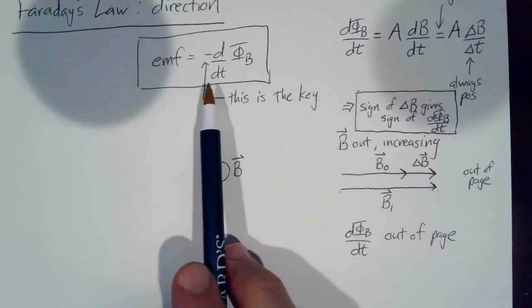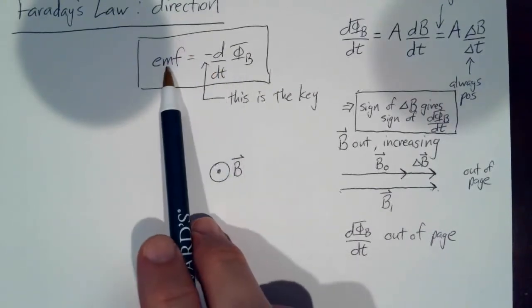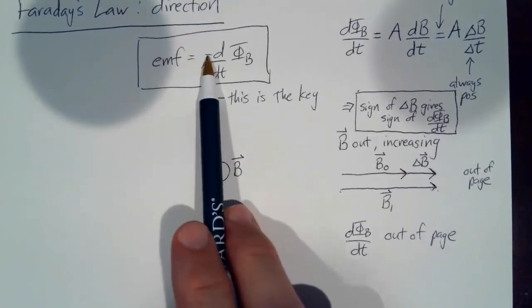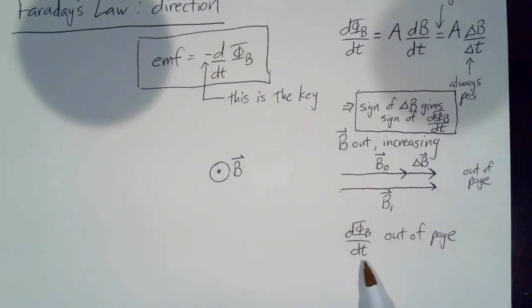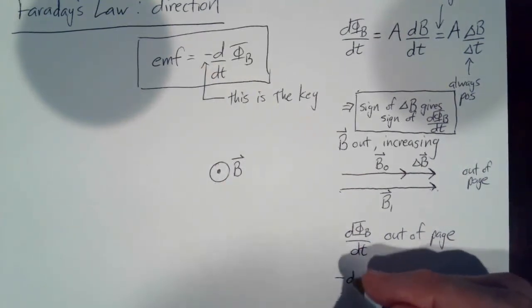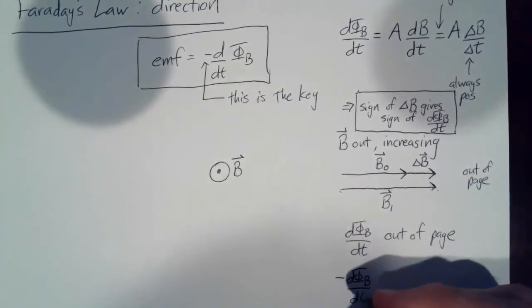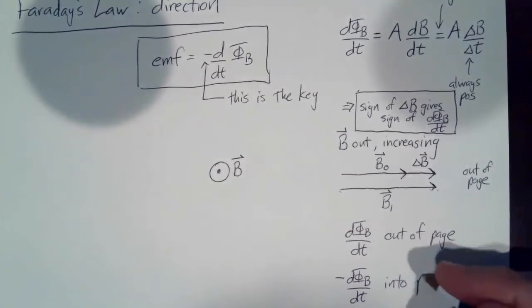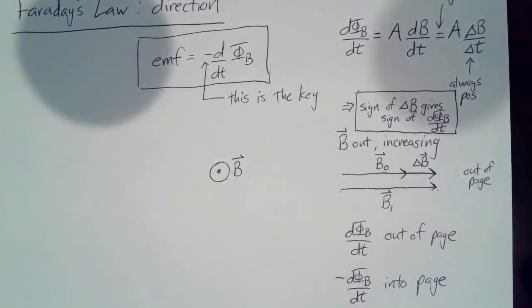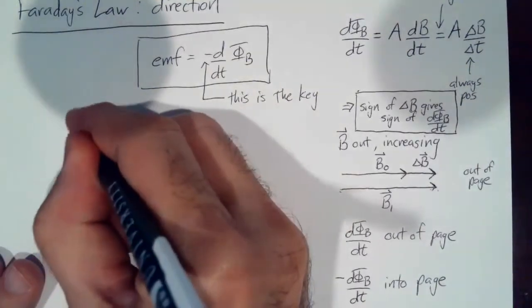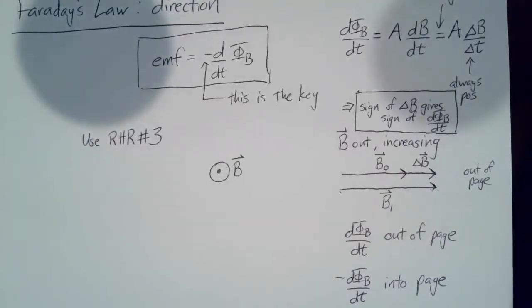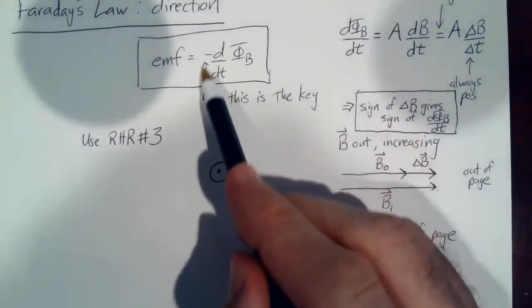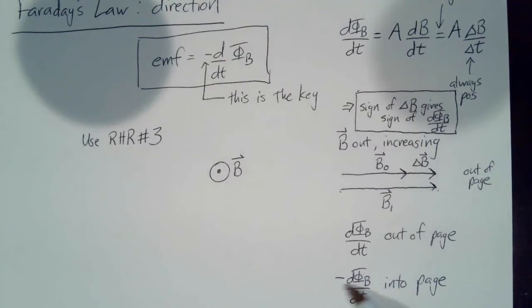But looking back at our Faraday's law, the EMF is going to have a direction that is negative of this right-hand side. So it's going to be the opposite of the direction of d phi dt. So that means negative d phi dt is into the page. All right, and then the last step is we're going to use right-hand rule number 3, where I'm going to take my right hand, I'm going to point my thumb in the direction of the right-hand side here, negative d phi dt, which we just figured out is into the page.